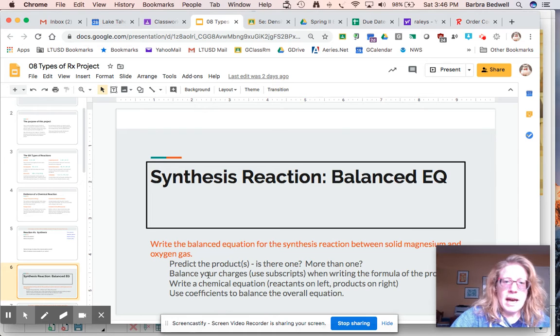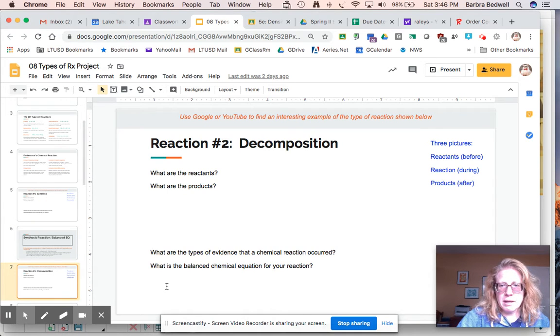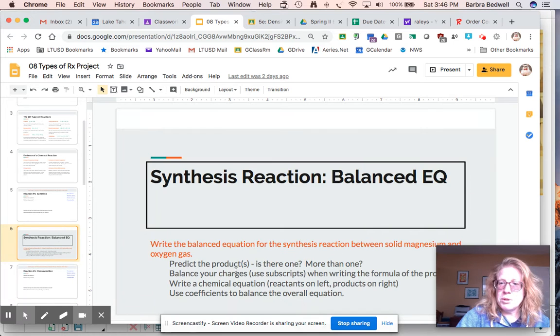And then for each one of those, I have a second slide, sorry, come back here, that asks you to do an example. So I'm going to ask you to do an example of a synthesis reaction. Like here I'm saying, what's the synthesis between magnesium and oxygen gas? And I'm going to have you write the balanced equation for that. So predict what the products would be.